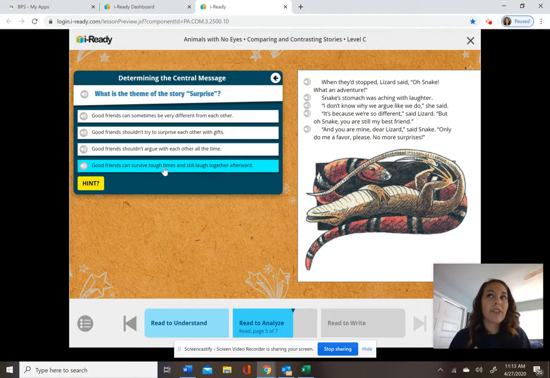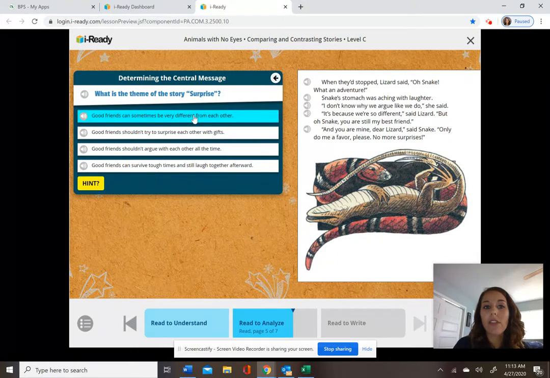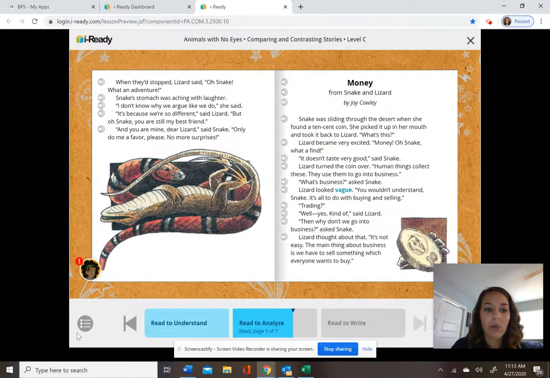I would call a rattlesnake egg a tough time. I would say that's a tough time. And are they able to laugh together afterward? Is that what the author is trying to tell us here? So make sure that you're thinking about these. What would be the biggest takeaway? Even though the characters are different from each other, is that what the whole story is talking about? Is that the lesson here? So what is a life lesson that you can gain from this story?